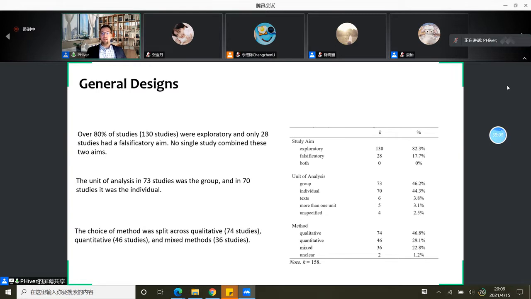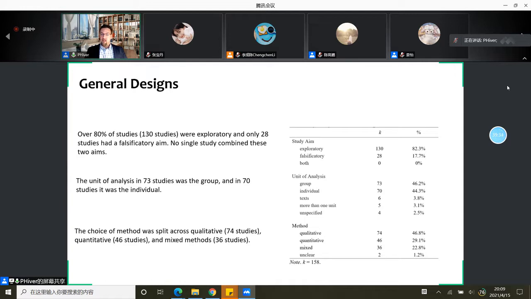So looking at the broad design choices, we also looked at the study aim, the unit of analysis, and the method chosen. So we can see here, over 80% of studies were exploratory. That's quite a few. And only 28 studies incorporated some form of hypothesis testing in their design. We didn't find any study that combined these two.